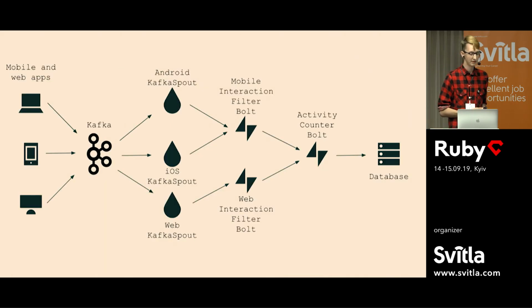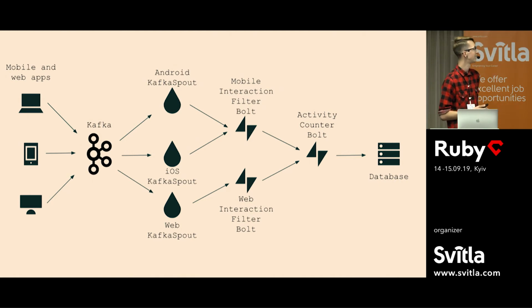So here is a simple graph of how this topology works. On the left side, we have the mobile and web apps, which emit those interactions. So every action of our user is saved and pushed to a Kafka cluster.